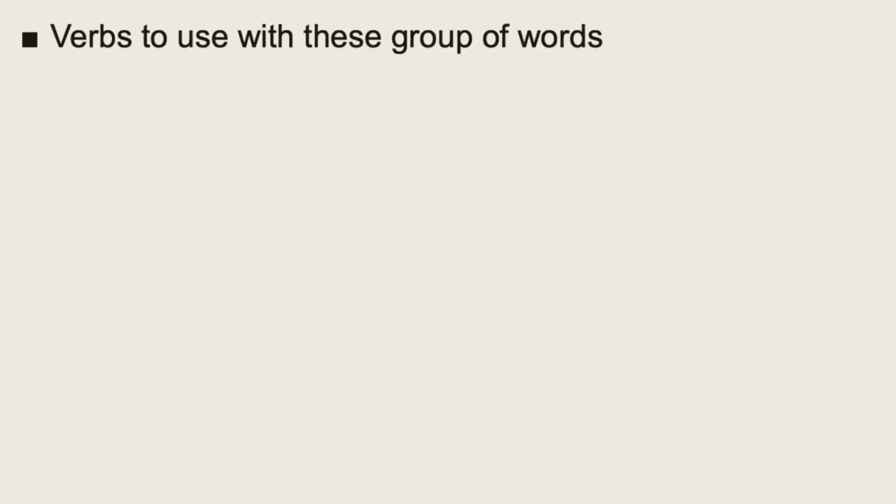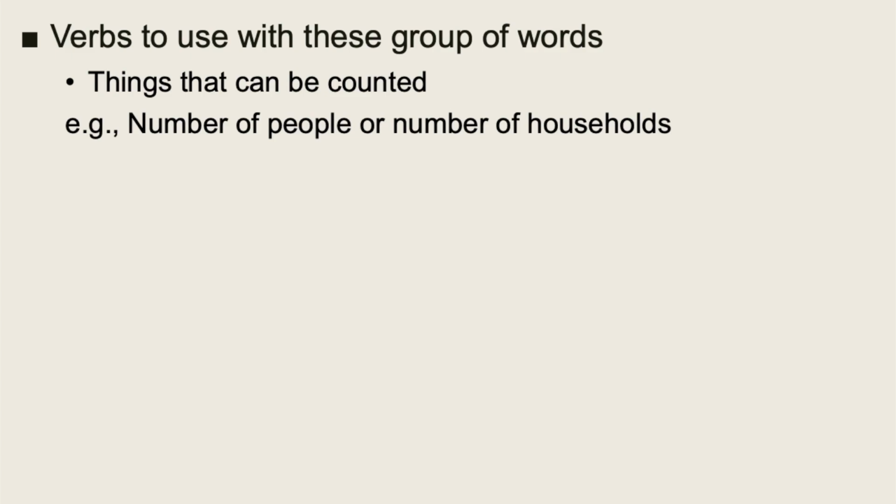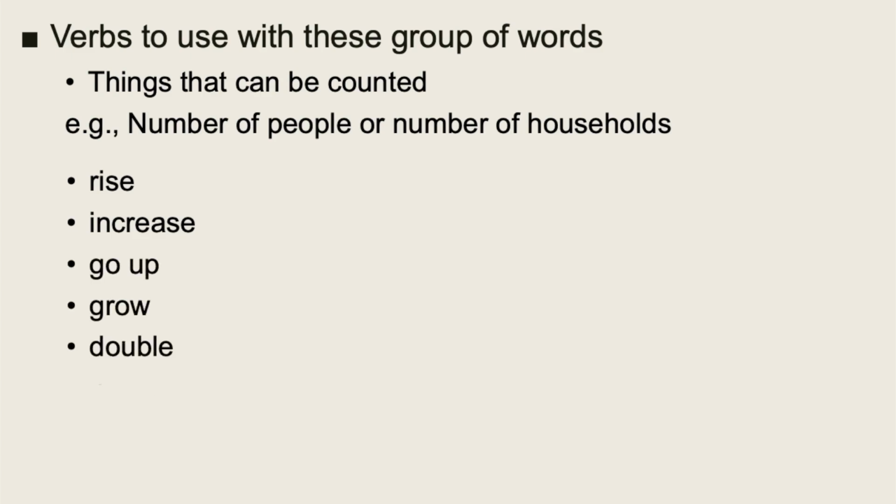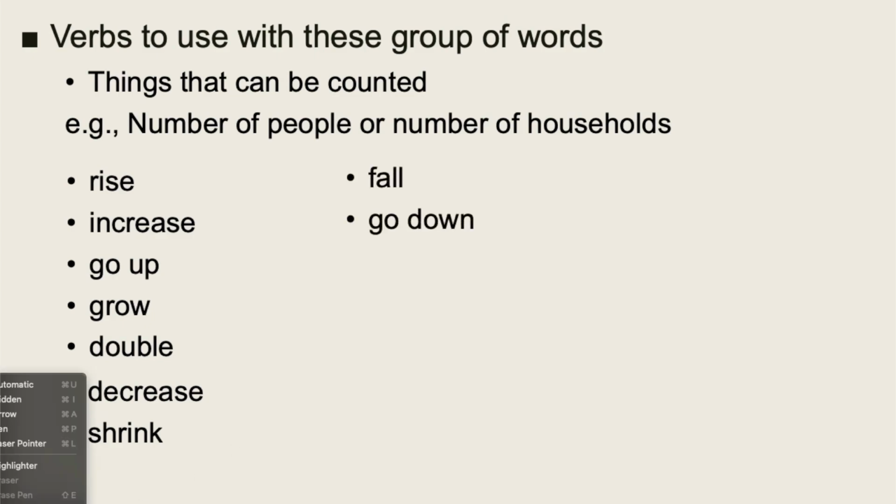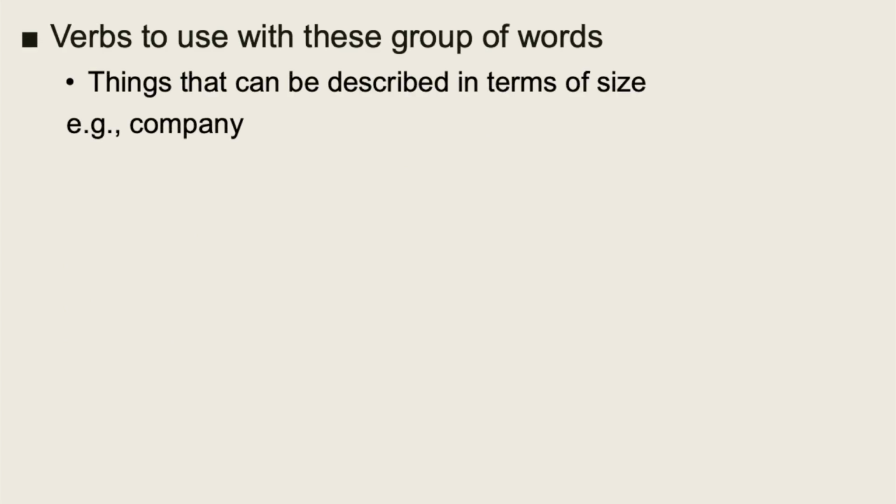You can use verbs with these group of words, like if you want to describe things that can be counted, like number of people, number of households, you can use verbs like rise, increase, go up, grow, double, decrease, shrink, fall, go down. But if you want to describe things that have monetary value like cost of living, prices of houses, then you can use all these words except grow and shrink. But if you want to describe things in terms of size, for example a company, then you can use words like grow, expand, shrink, contract.